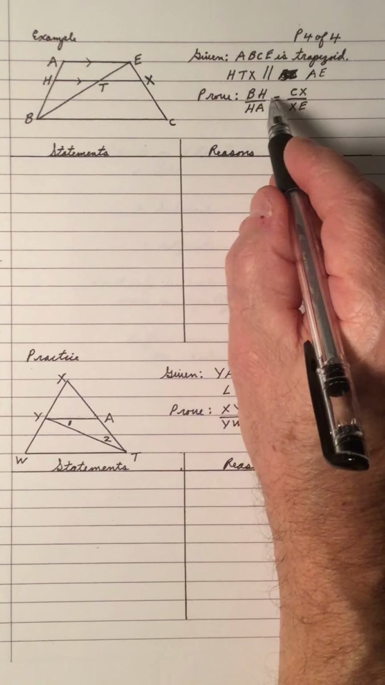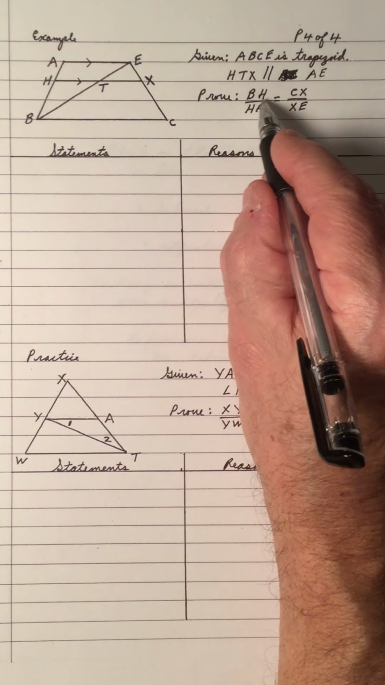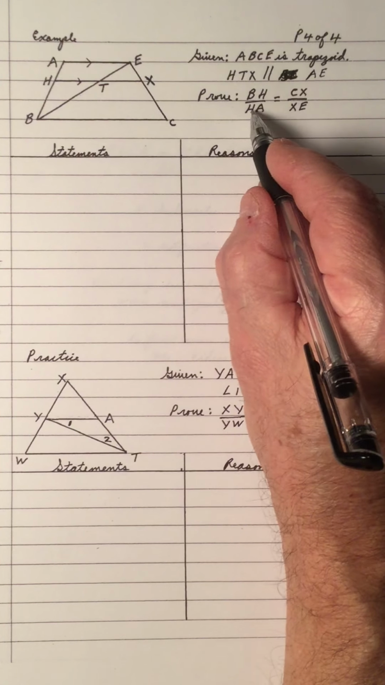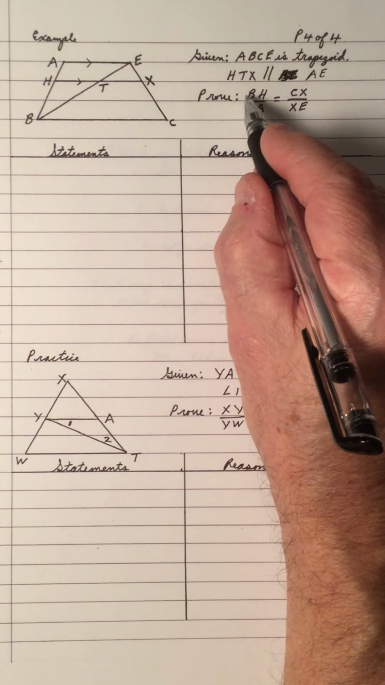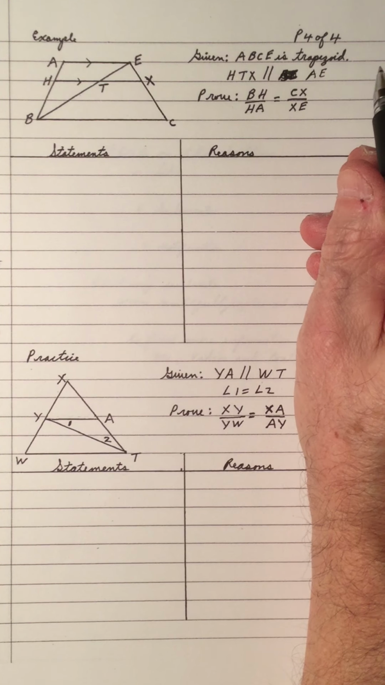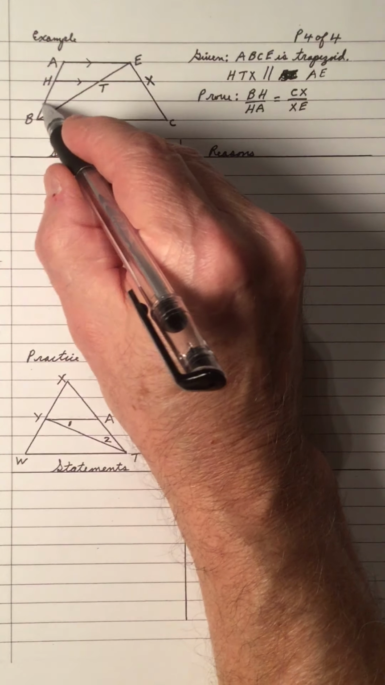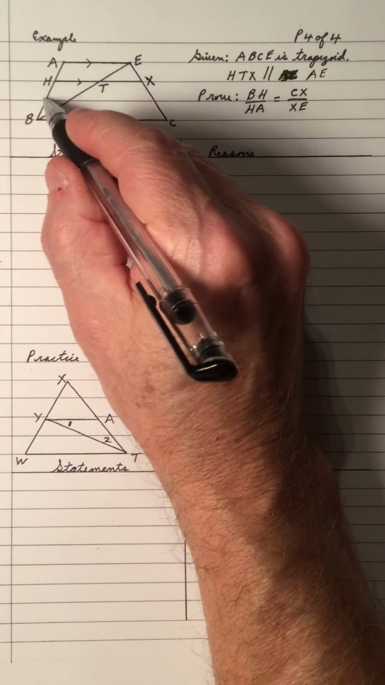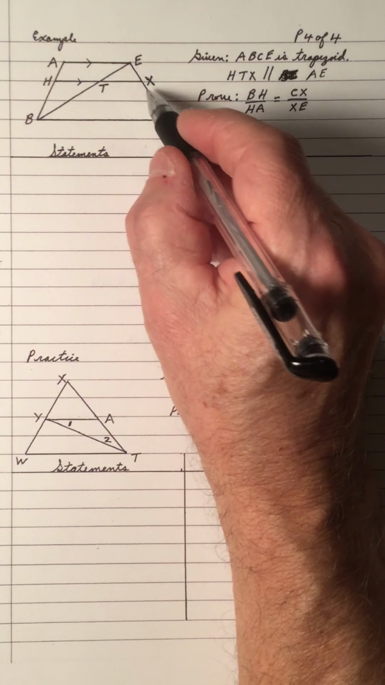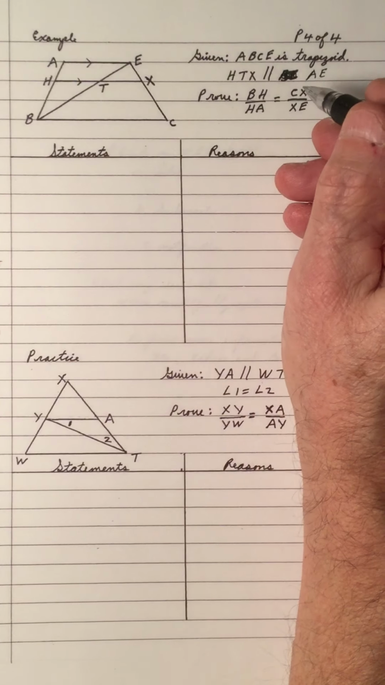Now, look at this proportion. BHCX. This is not a pair of similar triangles. HAXE is not a pair of similar triangles. So we have to come up with another way to do this proof. And let's see what we have. BH over HA. That's dividing the side proportionally. Notice XC over EX. That's this one to this one. That reminds me of the PPTT.